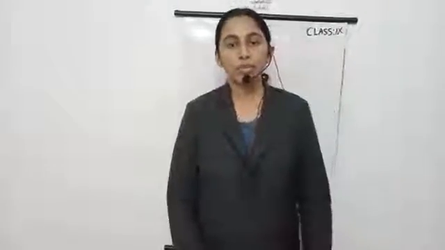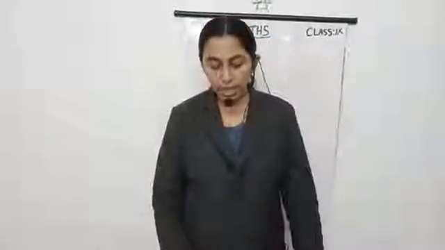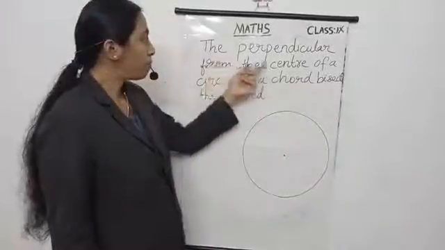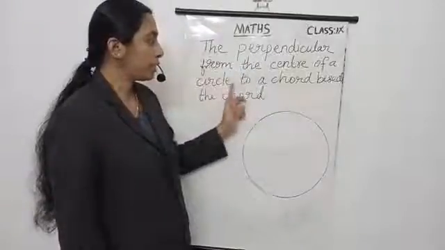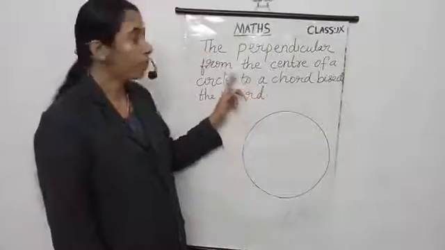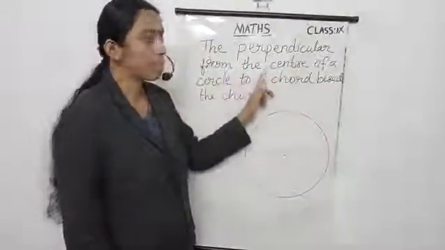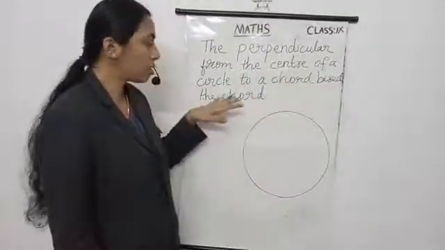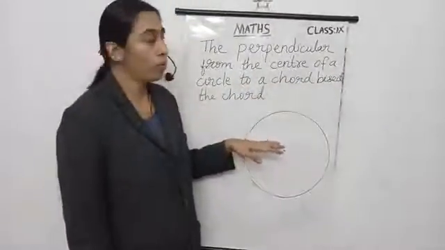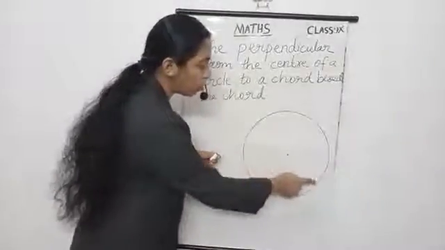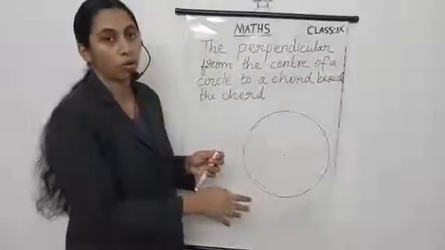Okay. Today we are going to learn two theorems from chapter 10, circles. Theorem 10.3: the perpendicular from the center of a circle to a chord bisects the chord. Once more, the perpendicular from the center of a circle to a chord bisects the chord. We need to prove this.